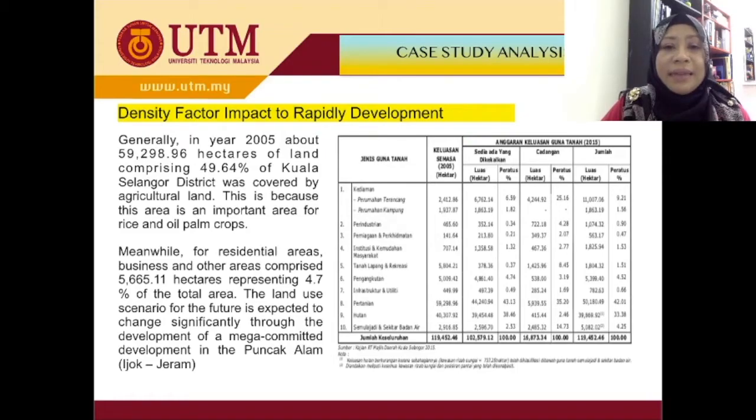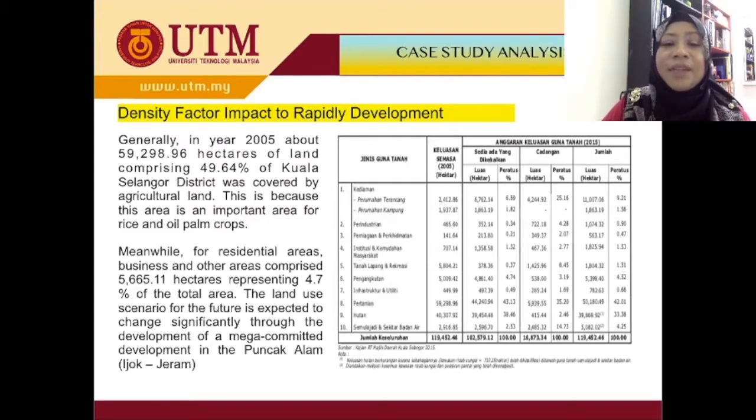My case study analysis goes for the impact of the developments. Therefore, we can find that by 2005 there is only 59,298 hectares of land, comprising 49.64% of the Kuala Selangor district. This was discovered to be agriculture land, because the rice and oil palm are very important in this district.